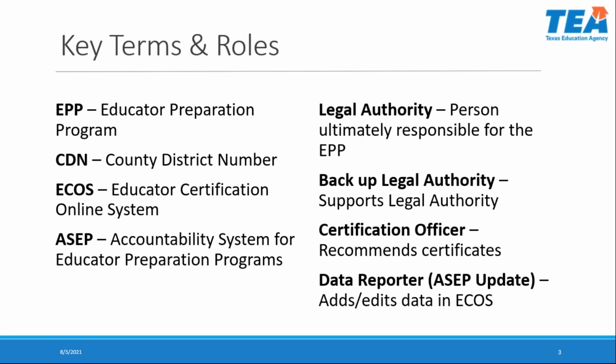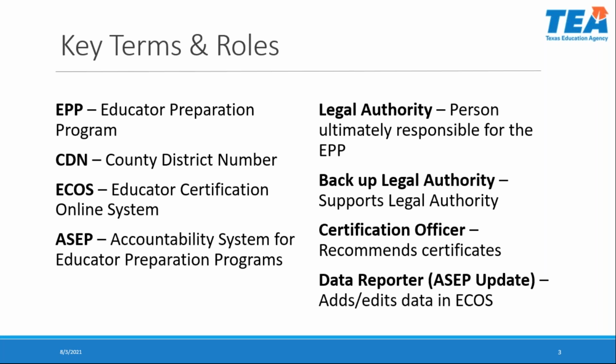Some roles that may be referenced today are, first, the EPP Legal Authority, who is the ultimate responsible party for the EPP. All official communications are sent to the legal authority, and that individual is the person authorized to sign documents on behalf of the EPP and manage EPP staff access to ECOS for Entities. Some EPPs have identified a backup legal authority who can assist with those duties.